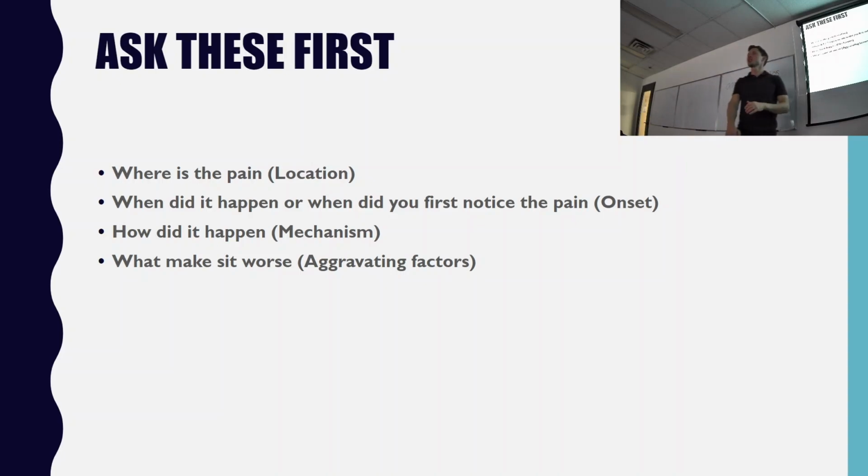Somebody comes in. Where's the pain? On this part of my arm. Okay, they're pointing to the extensors of their forearm. It's really only one possibility, but we're going to keep asking our questions. When did you first notice the pain? Oh, I can't really say. It's been a while. Okay, it's chronic. We don't have a specific time, but it's chronic. It's probably a degenerative issue.